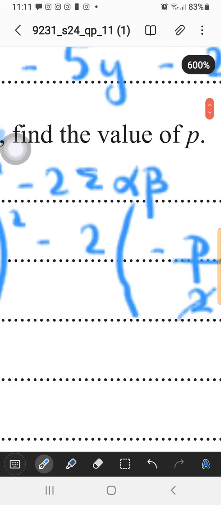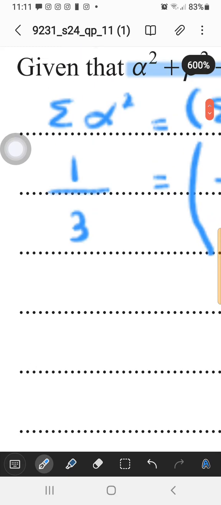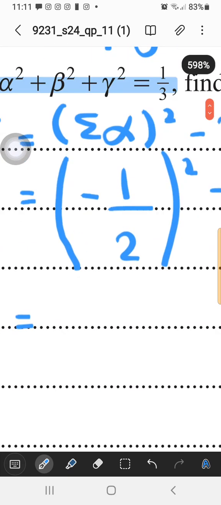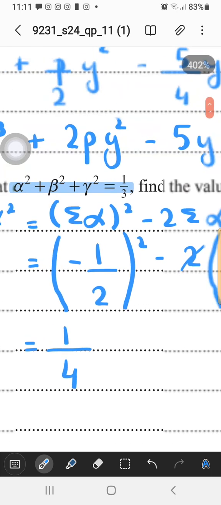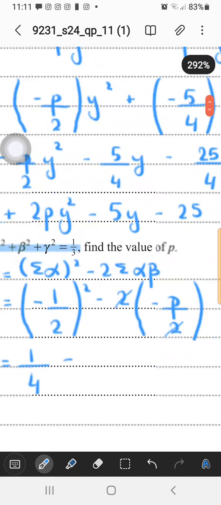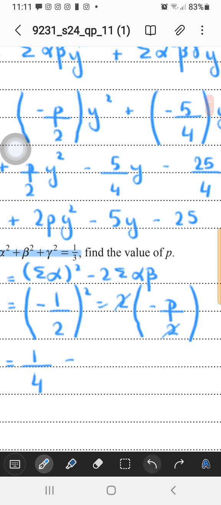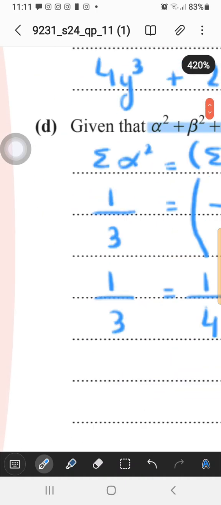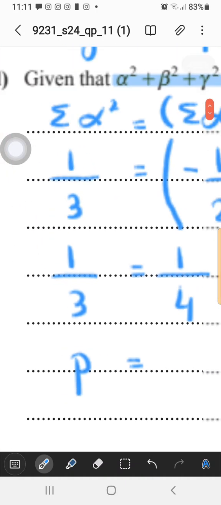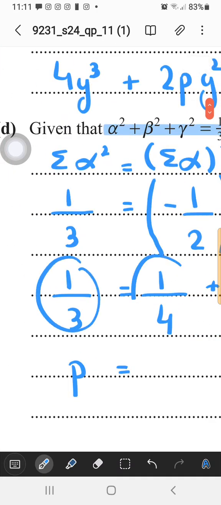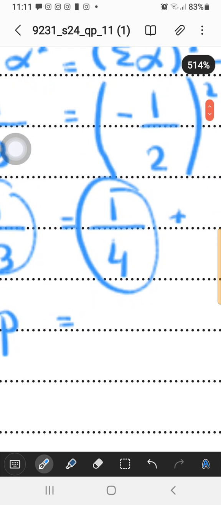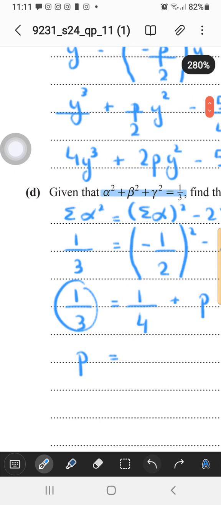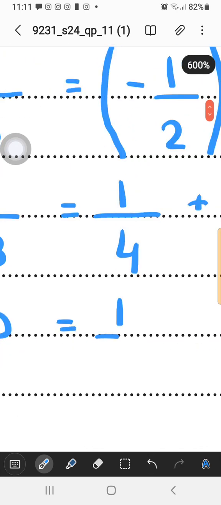Now this 2 and this 2 got cancelled, and now we have the expression 1/3 equal to negative 1/2 whole square, which means positive 1/4, and minus, the 2 and 2 got cancelled, and this negative becomes plus p. Now we got the value of p. This 1/3 is here, move 1/4 to the left, and we will get 1/12 as the answer. So that is the complete solution of question number 1.